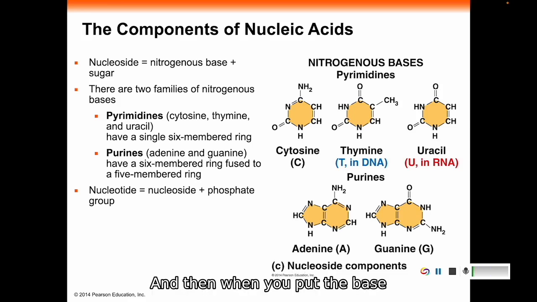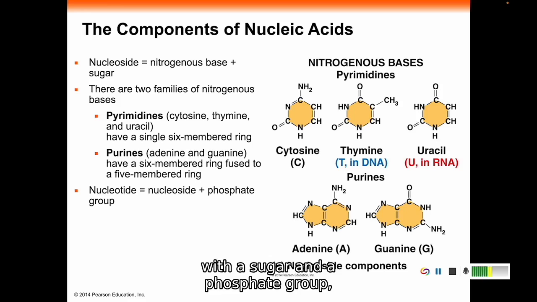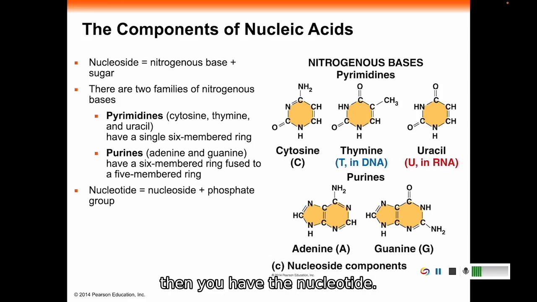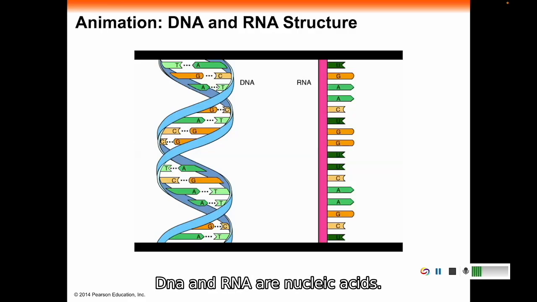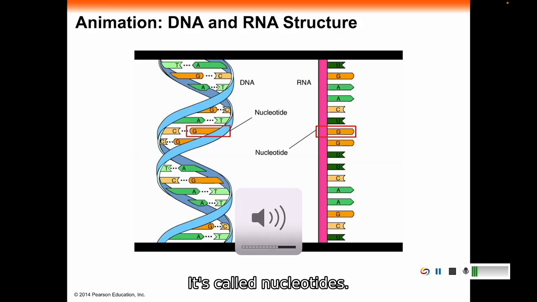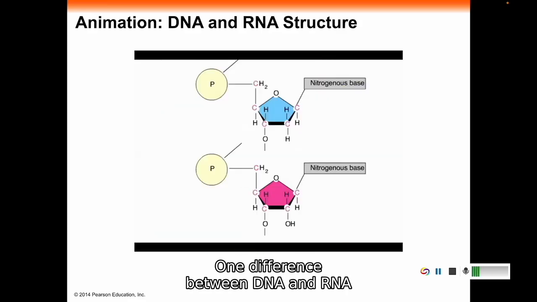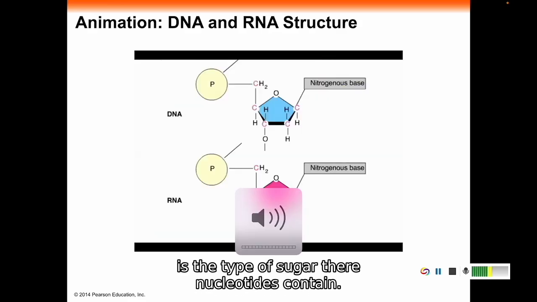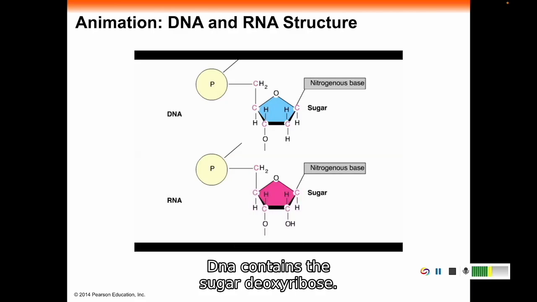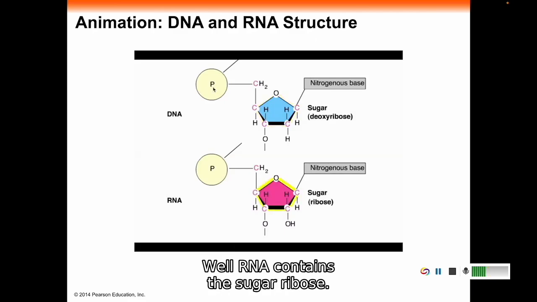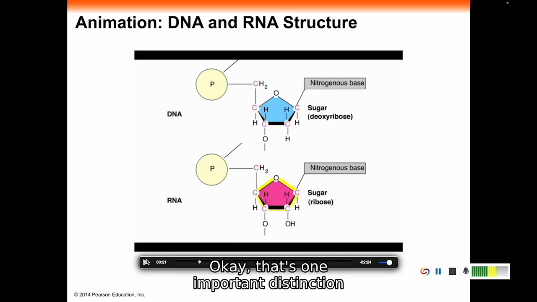And then when you put the base with a sugar and a phosphate group, then you have the nucleotide. DNA and RNA are nucleic acids, made of nucleotides. One difference between DNA and RNA is the type of sugar their nucleotides contain. DNA contains the sugar deoxyribose, while RNA contains the sugar ribose. Okay, that's one important distinction that you need to remember.